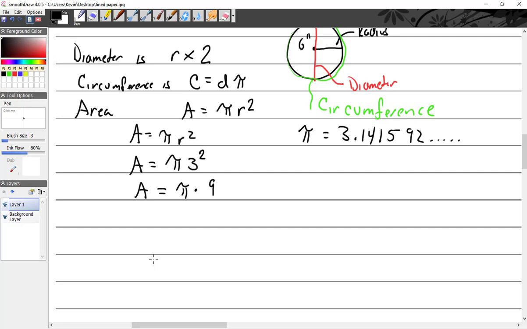Once I get the 9 in my calculator, I'm just going to hit times the little pi button, and it gives me all those numbers. I don't have to remember 3.14. And equals, so what is the area? 28.2743 inches squared.